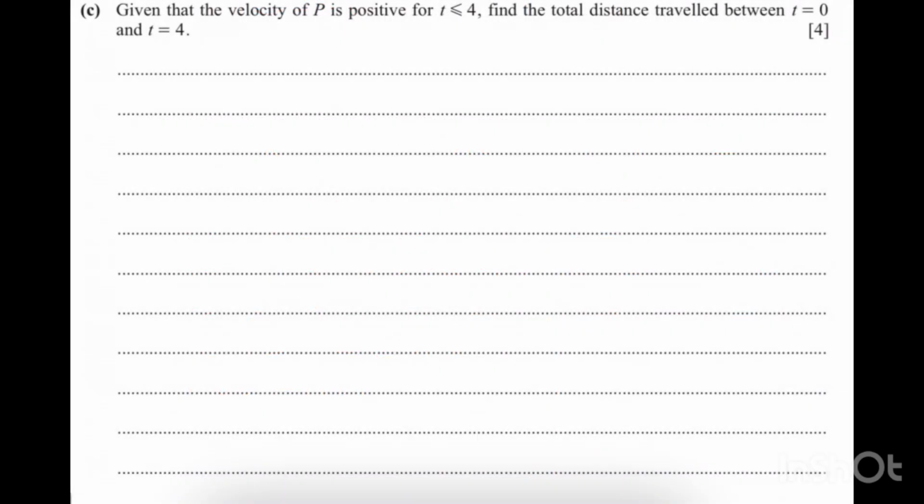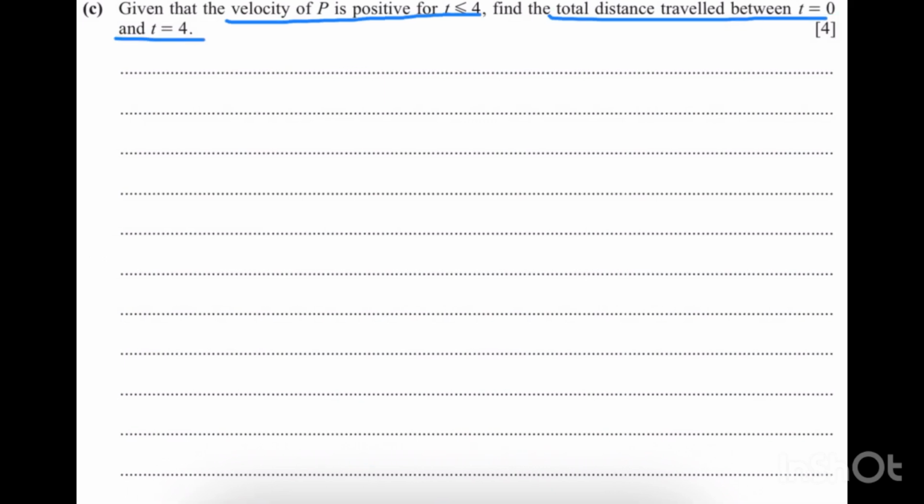This is part C. It's saying that given that the velocity for p is positive for when t is less than 4, we need to find the total distance traveled between t equals 0 and t equals 4. So the main objective is to find the total distance traveled for the first 4 seconds. Other than that, they have told us that the velocity for p is positive from t equals 0 to t equals 4.